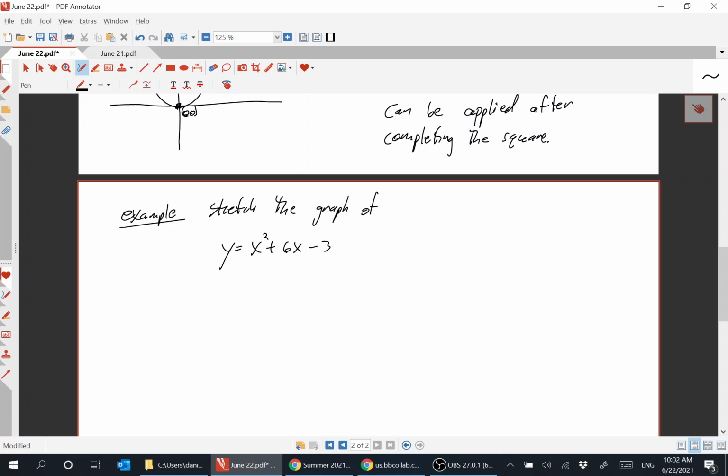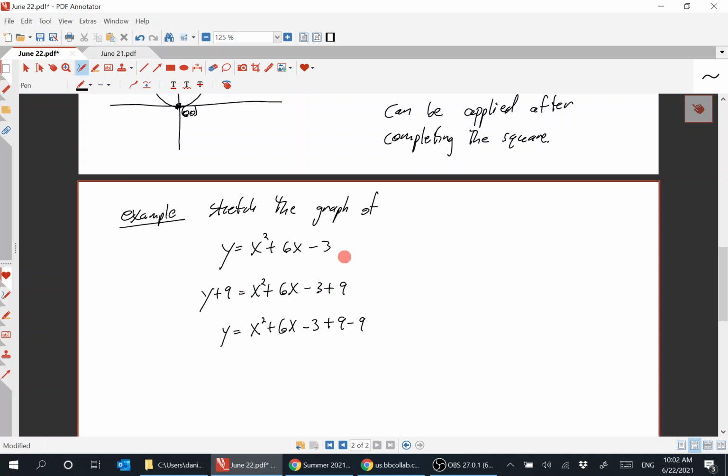6 over 2 is 3. Square it, you get 9. So you want to add the 9 to both sides. But you can't leave this 9 over here. You have to bring it back over there. So y is equal to x squared plus 6x minus 3 plus 9 minus 9. You have to have just y on the left. So there's that extra little step that you have to do when completing the square.